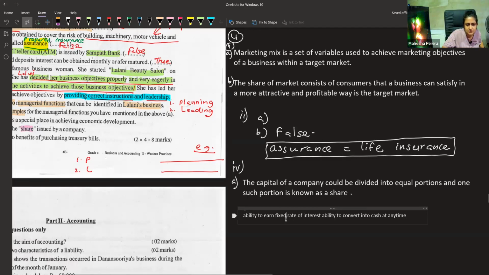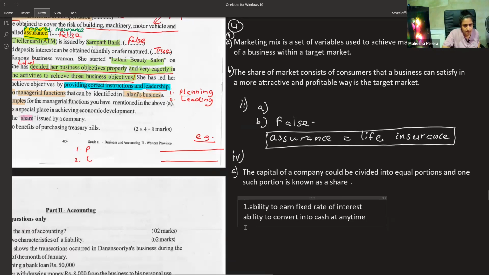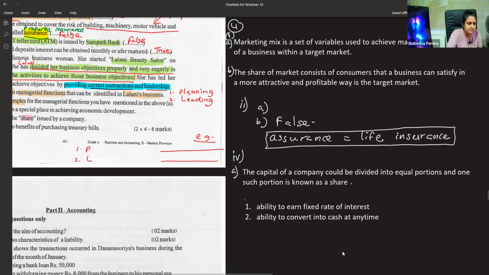Ability to earn fixed rate of interest, or earning interest income at a fixed rate. හරි? අනිත් එක තමයි ability to convert into cash at any time. Number 1. Number 2. Okay. Right. So these are the benefits. And this is the answer for B. Right? B. And now write and finish. I'll call you in 1 minute.